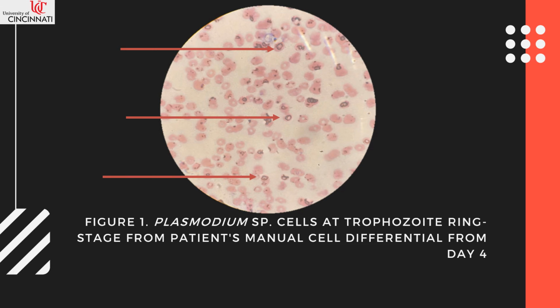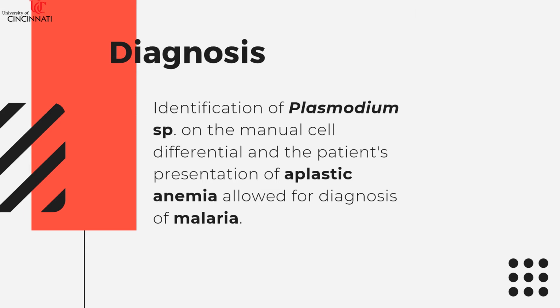Finally, on the 4th day of performing cell differentials, a lab technician identified the Plasmodium species at the trophozoite ring stage of development within the patient's red blood cells. Examples of these ring stages are identified by the arrows present. The identification of the Plasmodium species through the manual cell differential, along with the patient's previous diagnosis of aplastic anemia, allowed the physician to diagnose the patient with malaria.